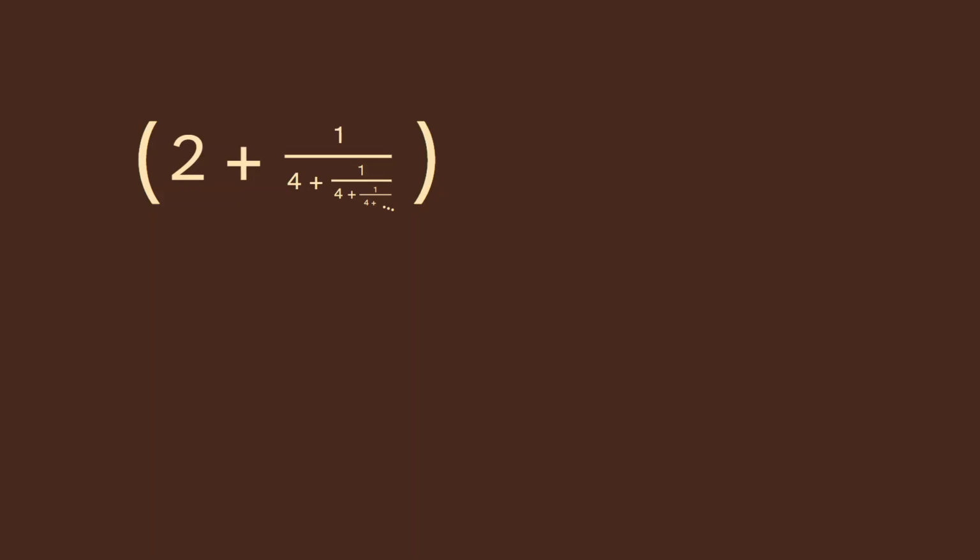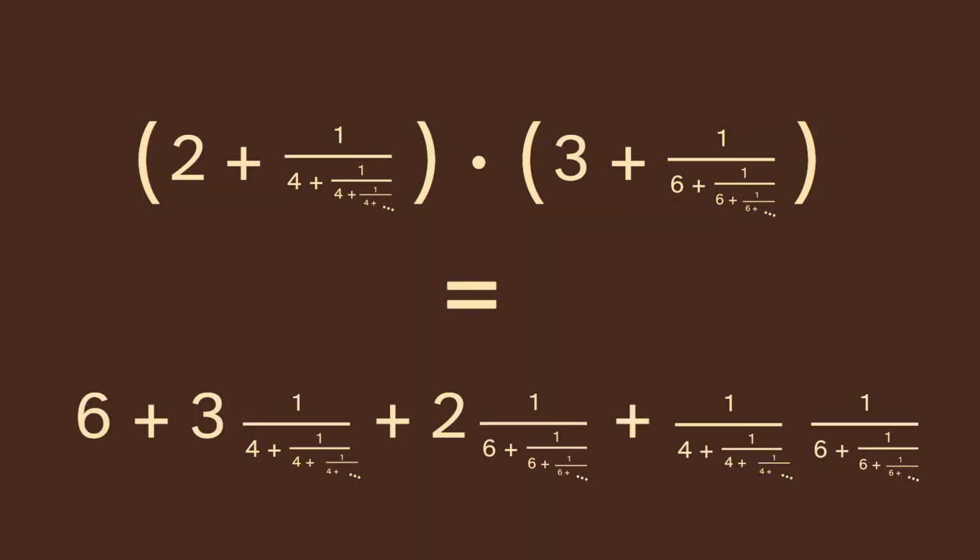What is 2 plus 1 over 4 plus 1 over 4 plus 1 over 4 and so on times 3 plus 1 over 6 and so on? How do we evaluate this multiplication? How can we make sense of this? We could try expanding this, but it seems to only make things more complicated.